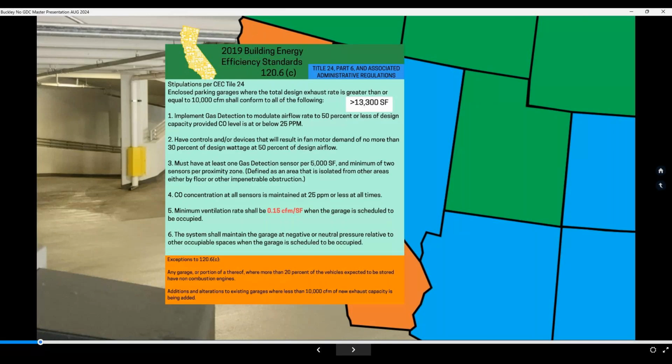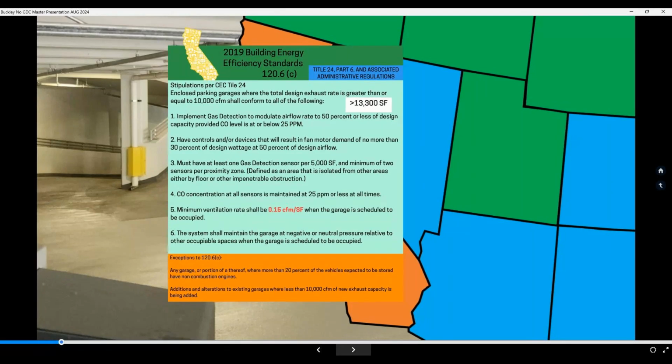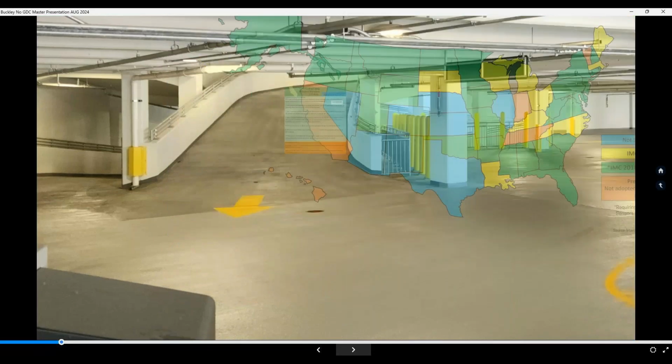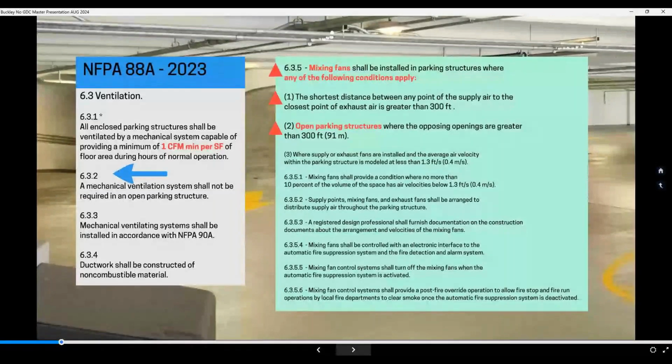standards that they find within their building energy efficiency standards. I point this out just to be totally aware that if you're designing projects outside of the typical area that you're accustomed to, there may be varying standards in play. One of those varying standards then would be NFPA, National Fire Protection Association 88A.